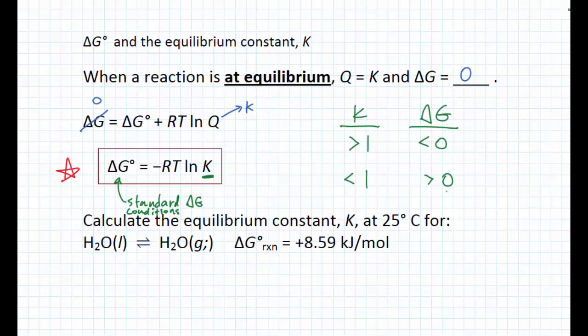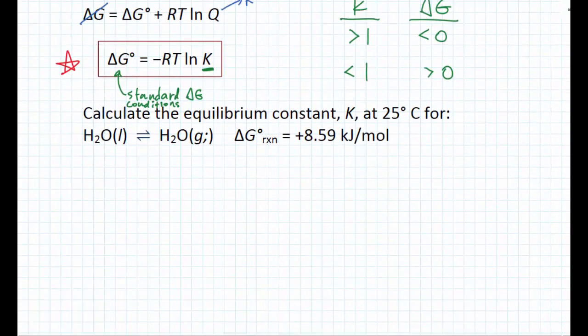So let's calculate an equilibrium constant from a delta G. We can go either way with this. This is the one that we had on the last page. This is a standard delta G. That means this is non-spontaneous. Non-spontaneous going forward.